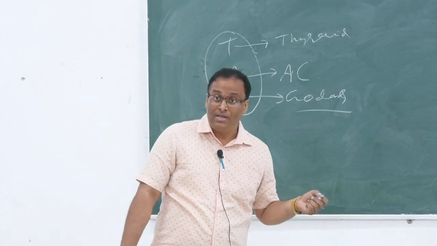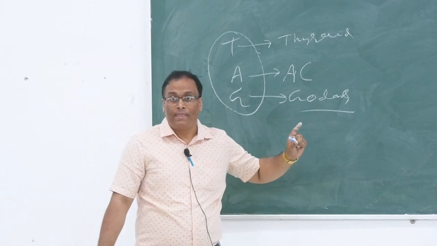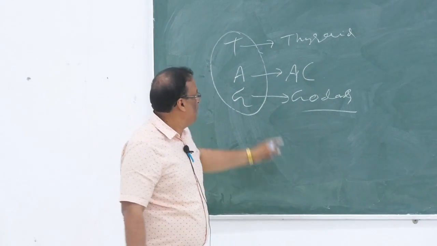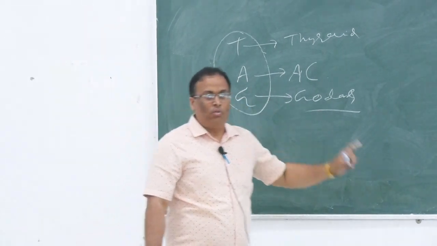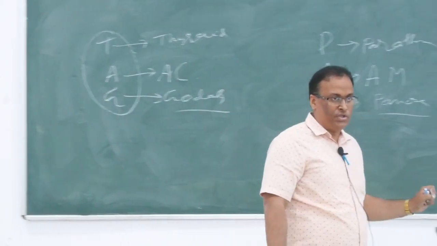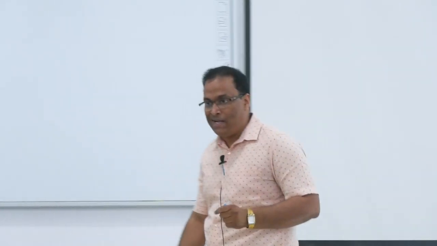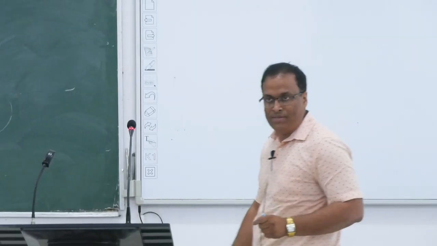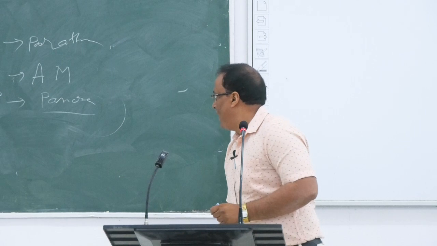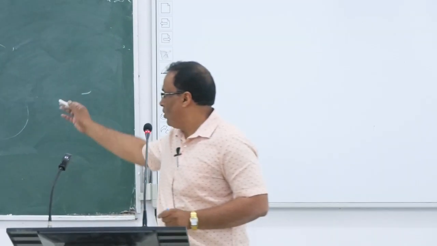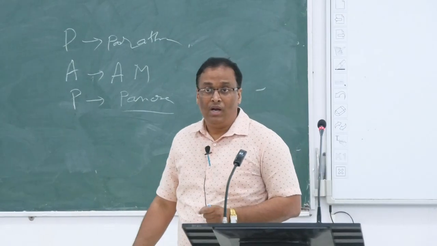Glands are there to release some hormones. Anyway, keep in mind throughout the endocrine system that the pituitary dependent glands are TAG, that is thyroid, adrenal cortex, and also the gonads. And the pituitary independent glands are the parathyroid, adrenal medulla, and also the pancreas.